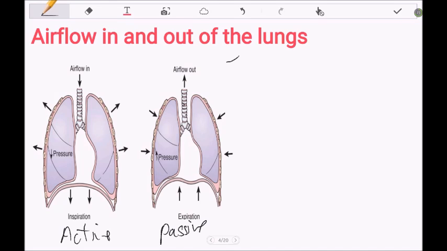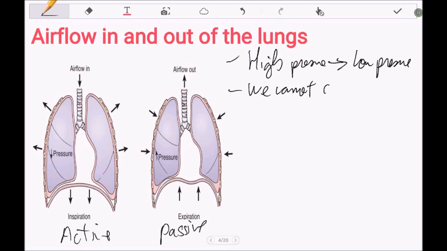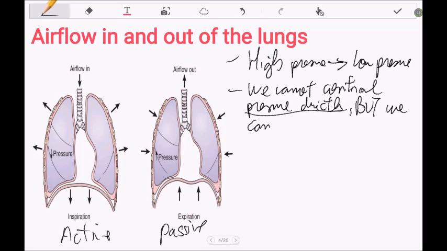Air moves from an area of high pressure to low pressure. We cannot control pressure directly, but we can control volume. So what does this mean?